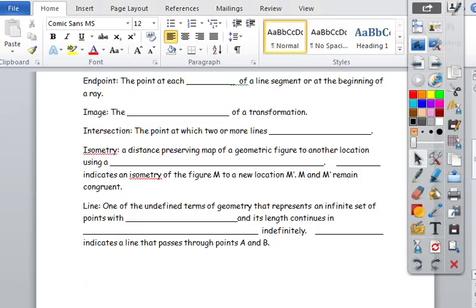All right, next one, endpoint, the point at each end of a line segment. So, a line segment has the start and the stop, two endpoints. The ray is going to have one endpoint and the other go forever. Image is the result of a transformation. So the image is the second version. Intersection, point at which two or more lines obviously intersect, or touch, hit, whatever.